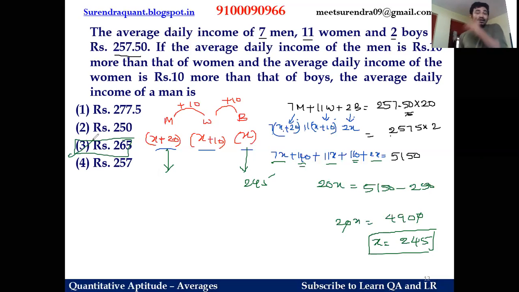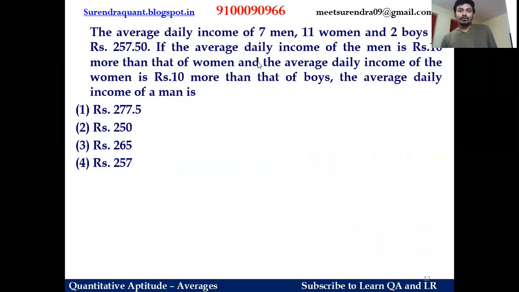Friends, this is a little lengthy question, but still some of the high level entrance exams will have this kind of question. So I don't think there is any other alternative for it, because the number of persons are different and the daily average incomes are different. So it is better to work it out in a regular process, right? Go for the next question.